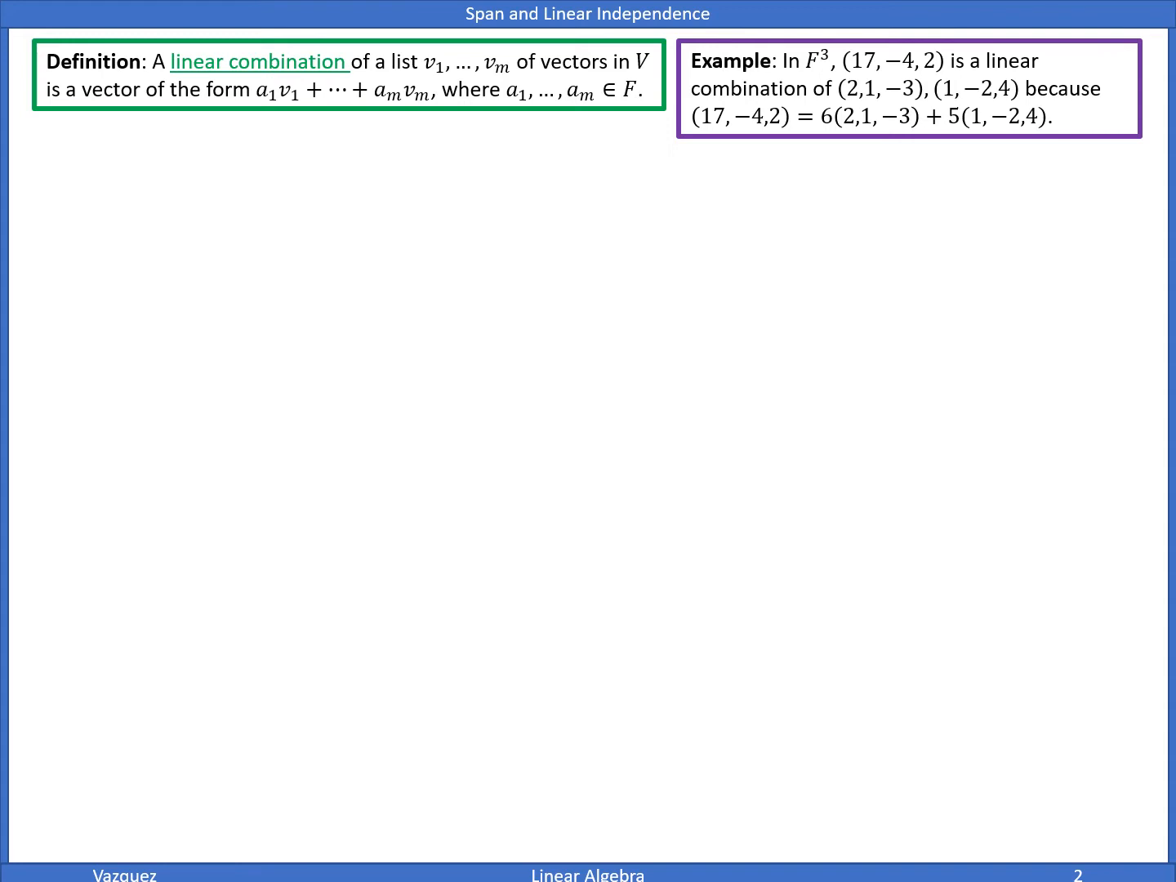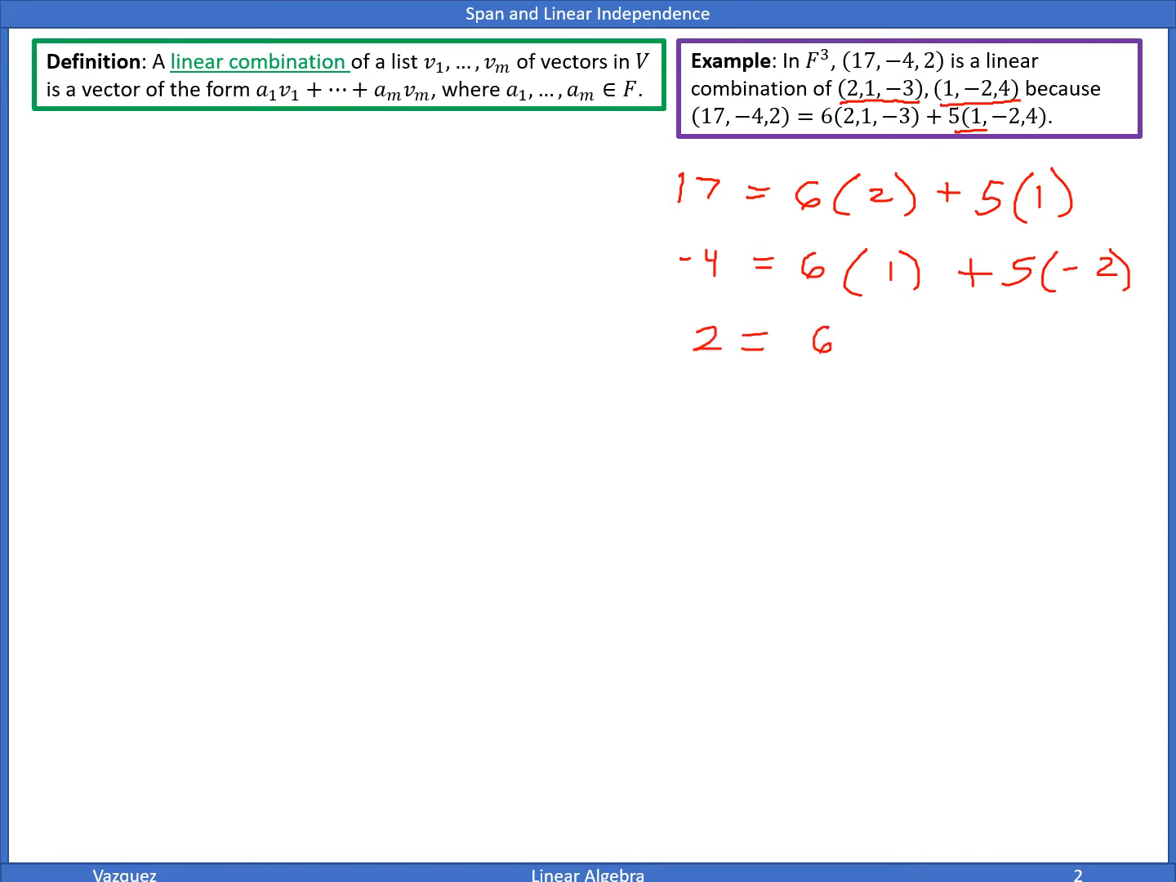So in F3, (17, -4, 2) is a linear combination. That vector is a linear combination of this vector here, this vector. And why is that? Well, because 17 is equal to 6 times 2, oh, sorry, not 6 times 2. We still have to add what's over here, 5 times 1. Over here, -4 is 6 times 1 plus 5 times -2. And 2 is equal to 6 times -3 plus 5 times 4.